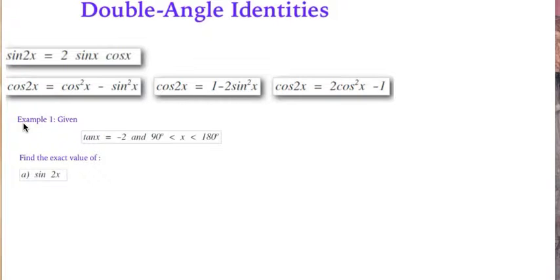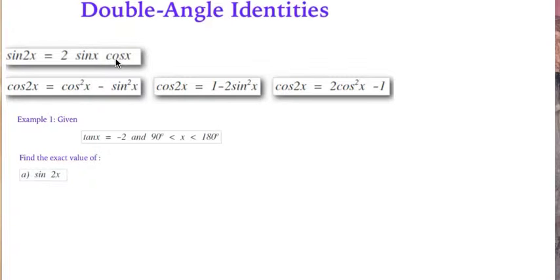This is a problem or an example. Given the value of tangent x equals minus 2, and x is an angle between 90 and 180, find the exact value of part A, sine 2x. So to be able to find sine 2x, we use this identity: sine 2x equals 2 sine x cosine x.